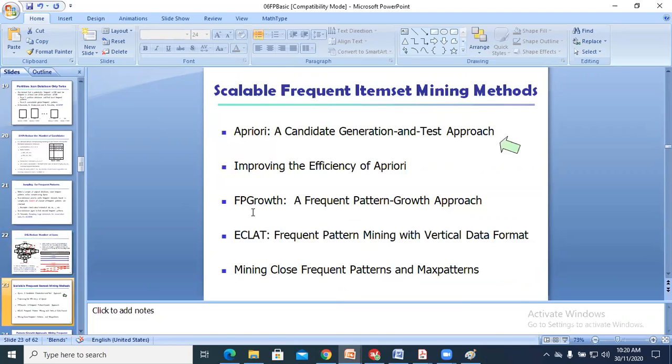So these are frequent pattern growth, and the other method, frequent pattern mining with vertical data format.